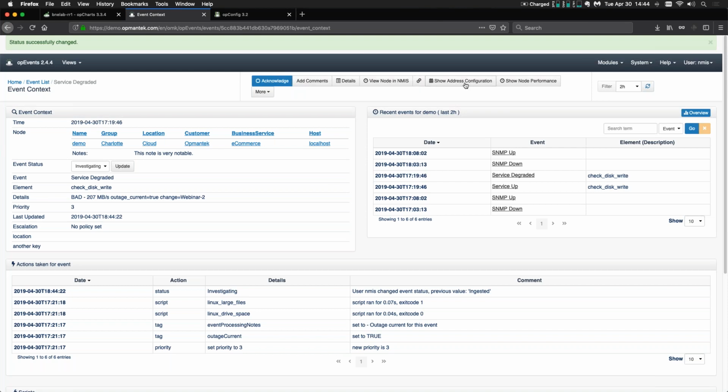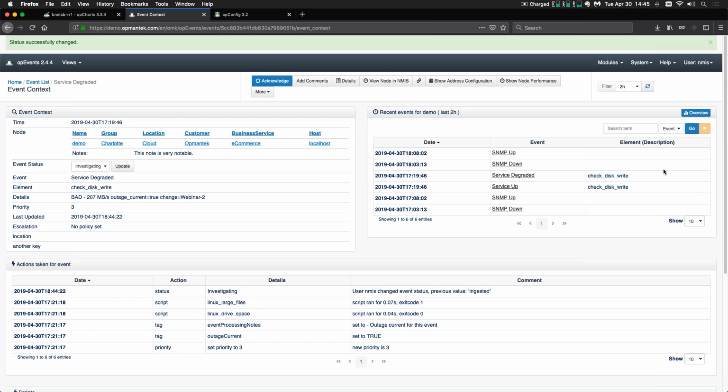We can again connect into OP address. We can look at the node performance, look at the node configurations. We can edit this node internally in OP events, and we can look at more events about this device. So we can actually drill further into the history of this. We do have some of that on the right-hand side over here.